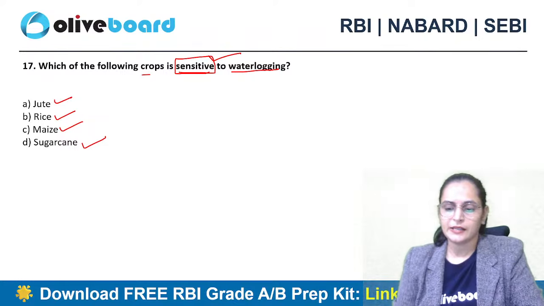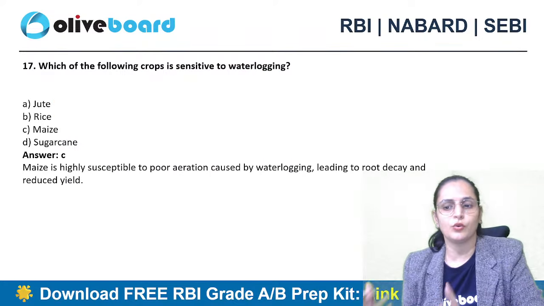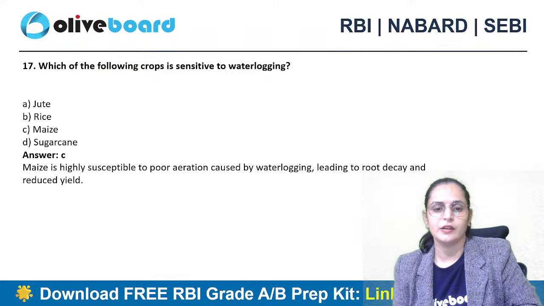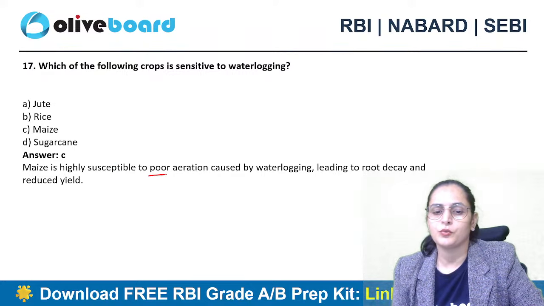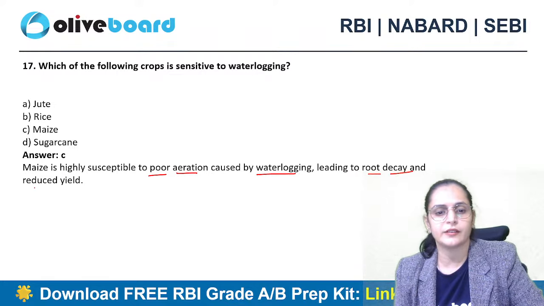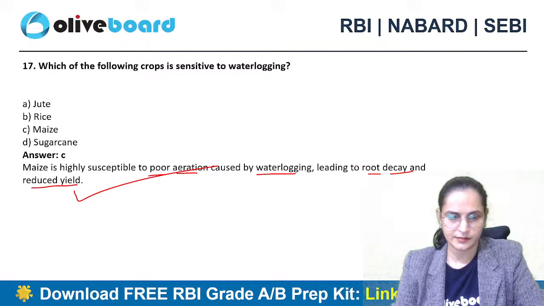Maize is highly susceptible. It cannot grow well when there is an excess amount of water in the soil. Okay, highly susceptible to poor aeration caused by waterlogging, leading to root decay and reduced yield. Right? C is the right answer.